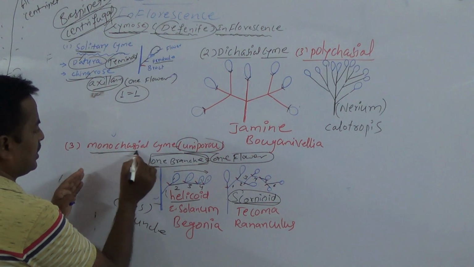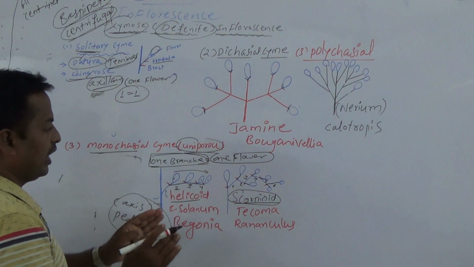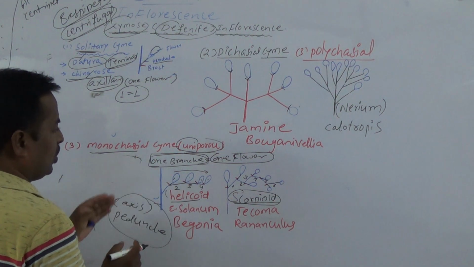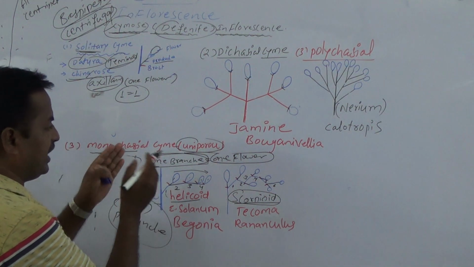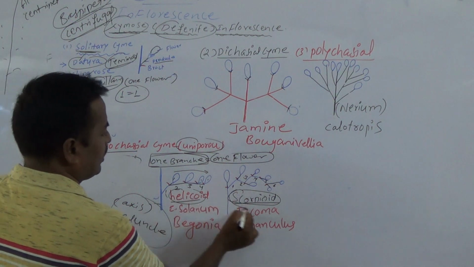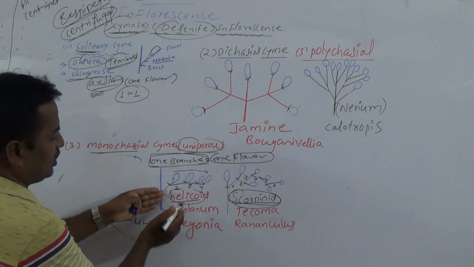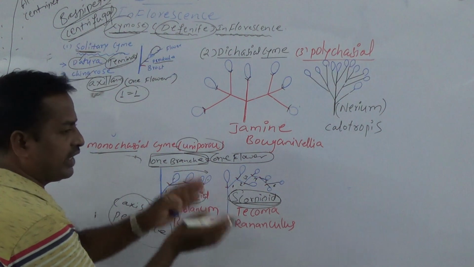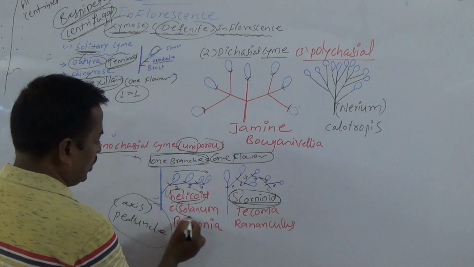So monochasial is nothing but the mother axis produces only one branch and every branch ends with flowers. And based on the arrangement and formation of flowers, the monochasial is again divided into two types. One is helicoid, the second one is scorpioid. Helicoid is where the flowers are formed on only one side, but in scorpioid the flowers are arranged in a zigzag manner. So it is called scorpioid, and examples are very important.